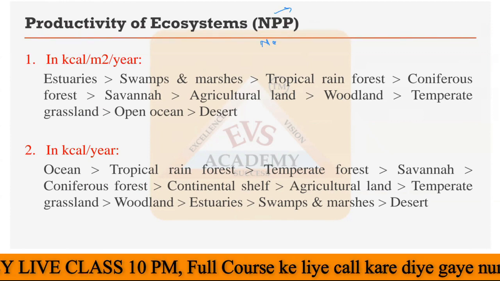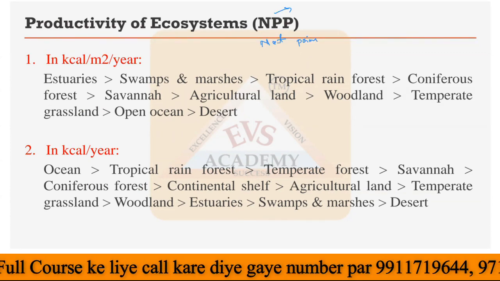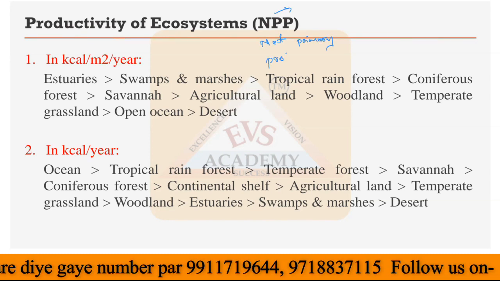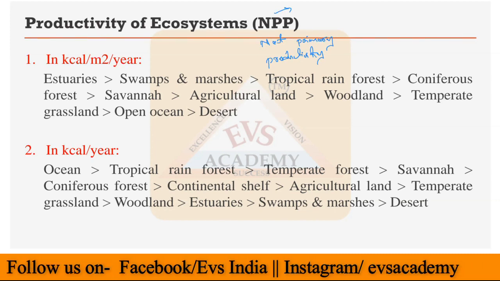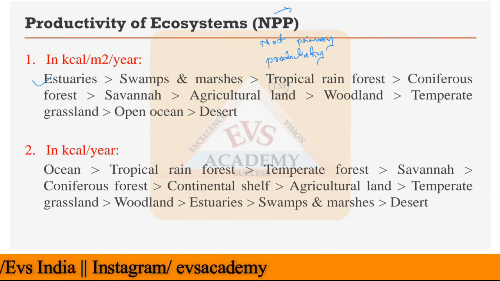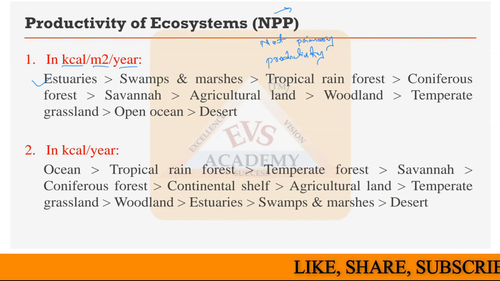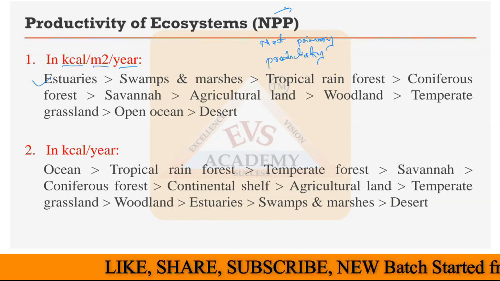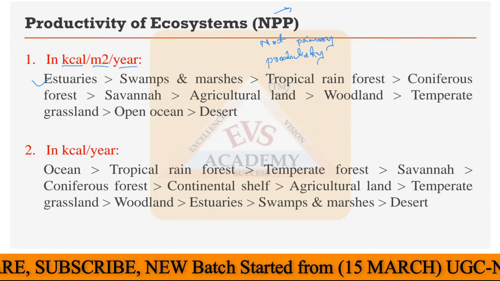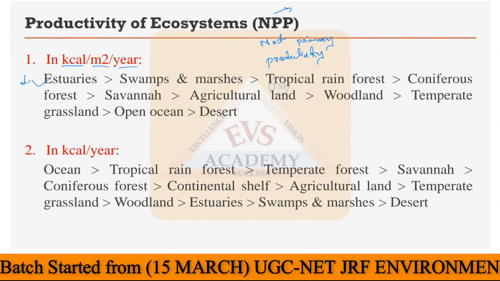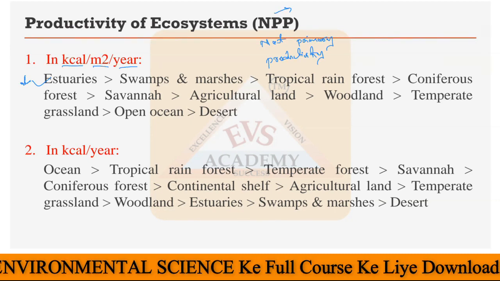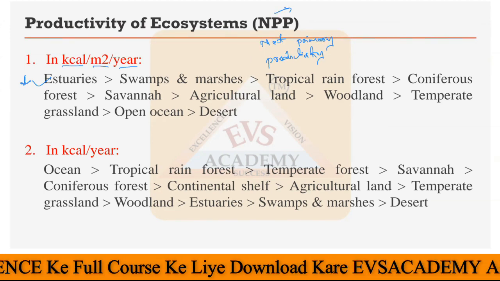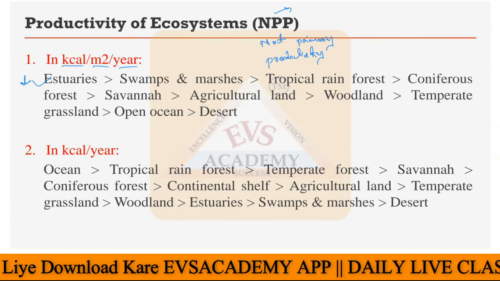So this is based on the net primary productivity. Here you can see the highest net primary productivity you can find is in the estuaries. The unit is kilocalorie per meter square per year. It means that the estuary area you can find in the whole world is very low as compared to the ocean, the forest, or the desert. So the total overall productivity of the estuaries all over the globe would be low.